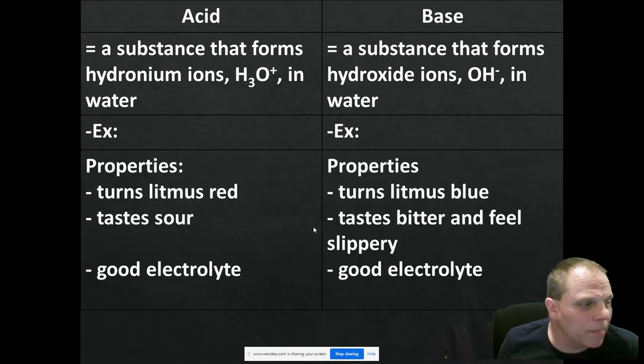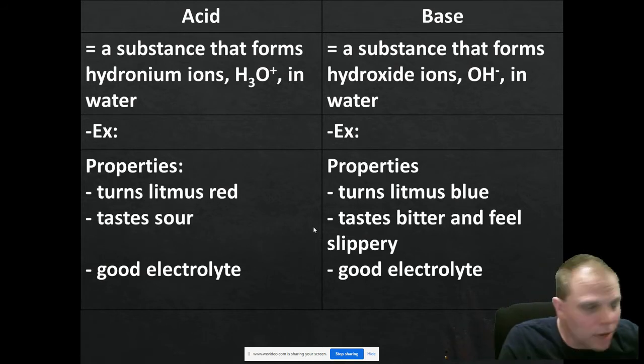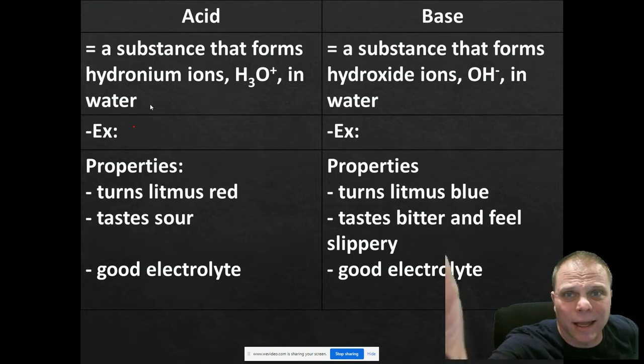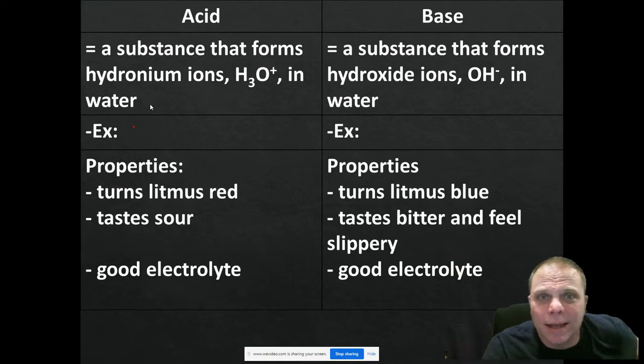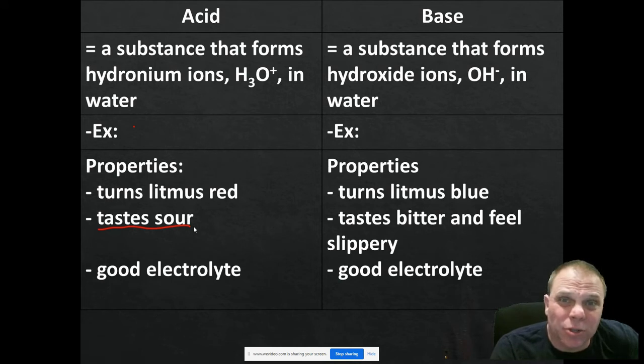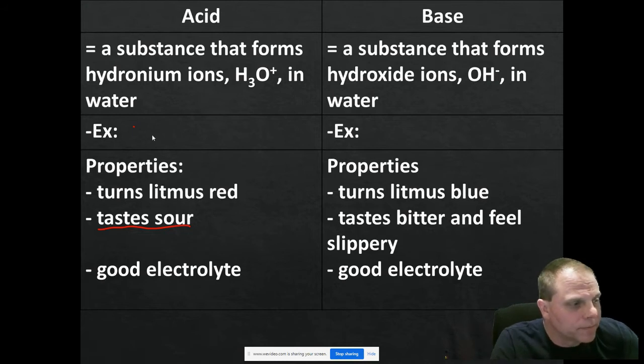But what kind of properties do we have? Well, first of all, what kind of examples do we have of an acid? You guys are probably familiar with things like citric acid, which has a sour taste. You'll notice that here we have taste: sour. If you think about your citrus fruits, they're sour. The reason they're sour is because of the citric acid, and that is one example of an acid.